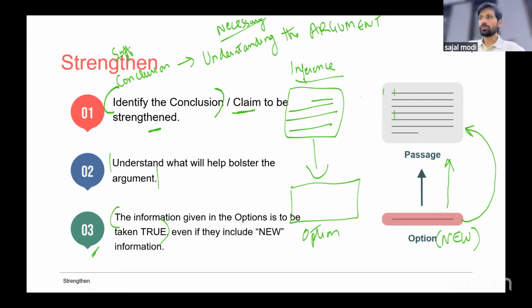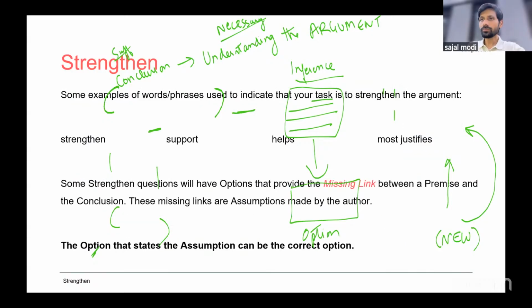All right. So we understand the drill. Identify the conclusion, and in your head you can imagine what a correct option would be doing, and then when you are looking into the options, treat that information in the option to be true and just check whether this information provides additional support to the argument. Okay.